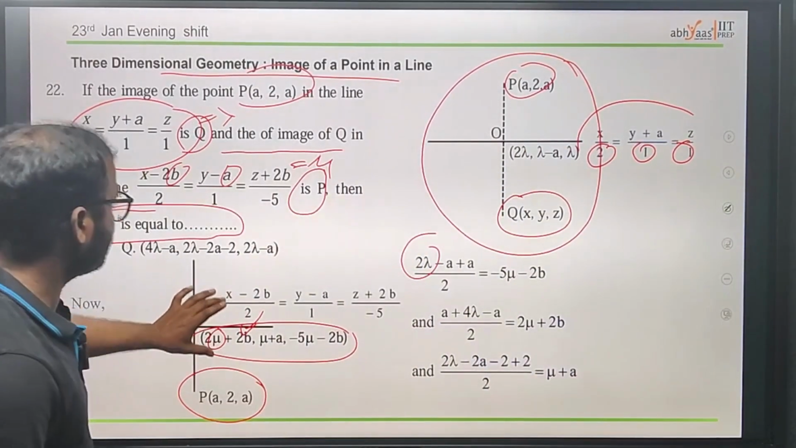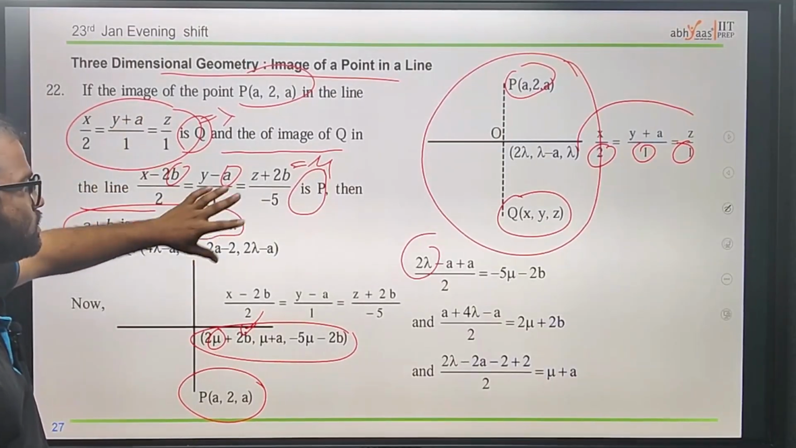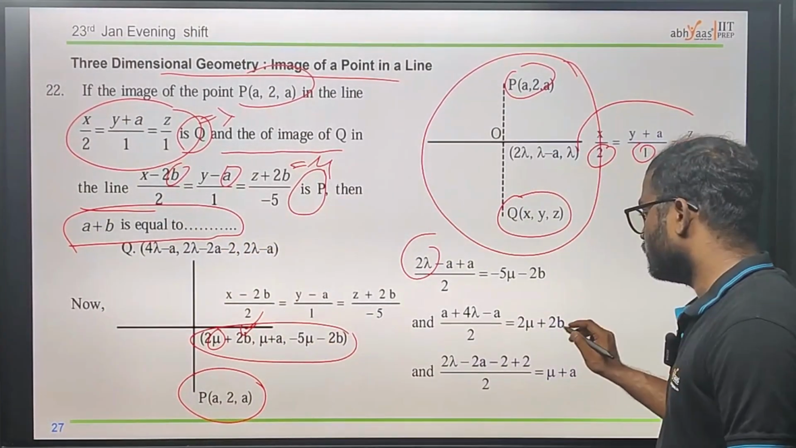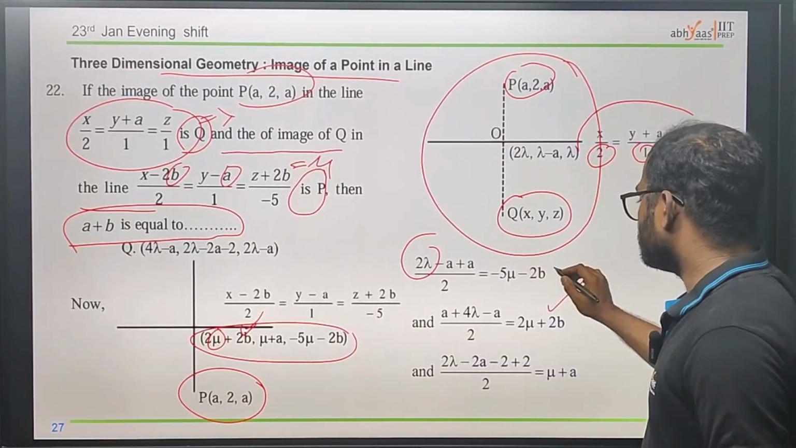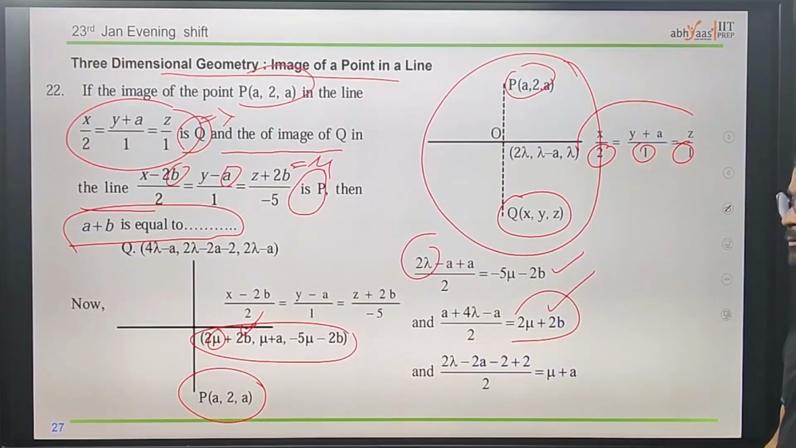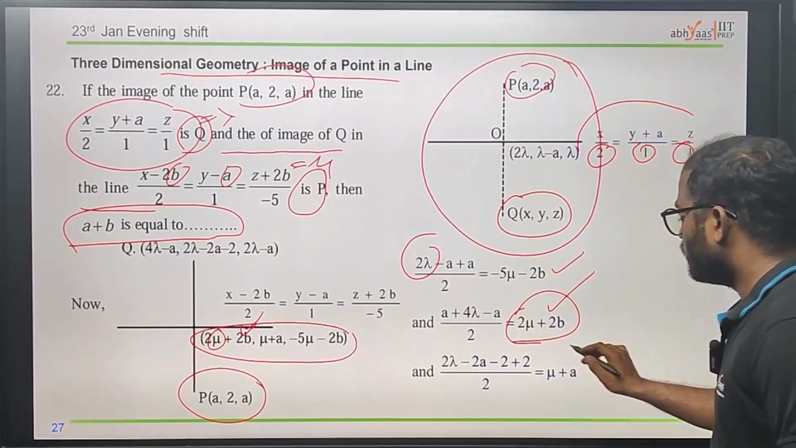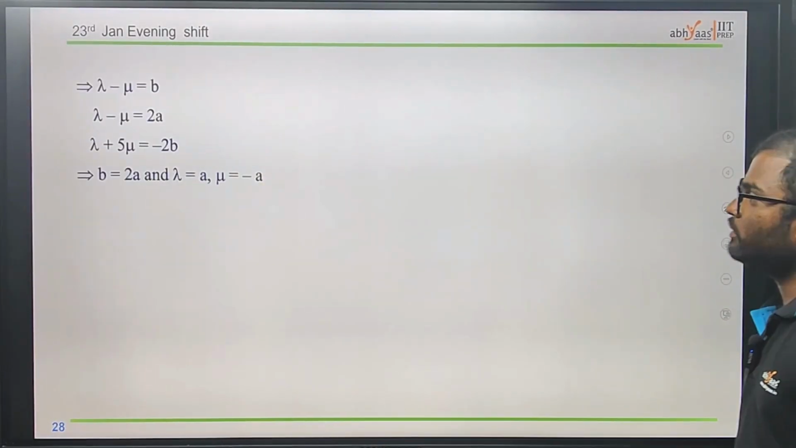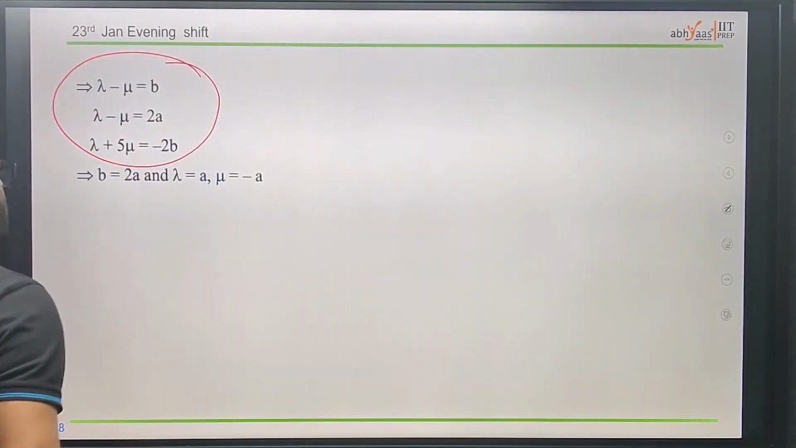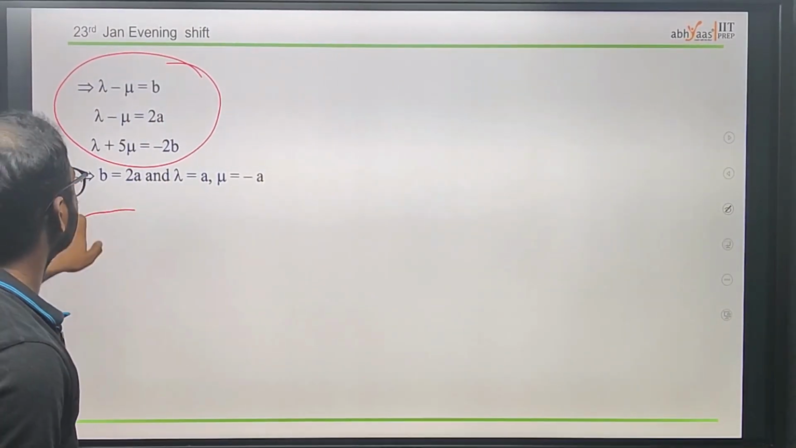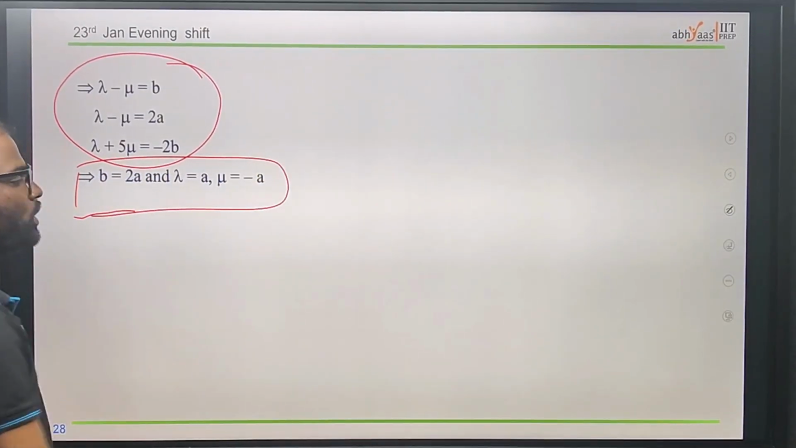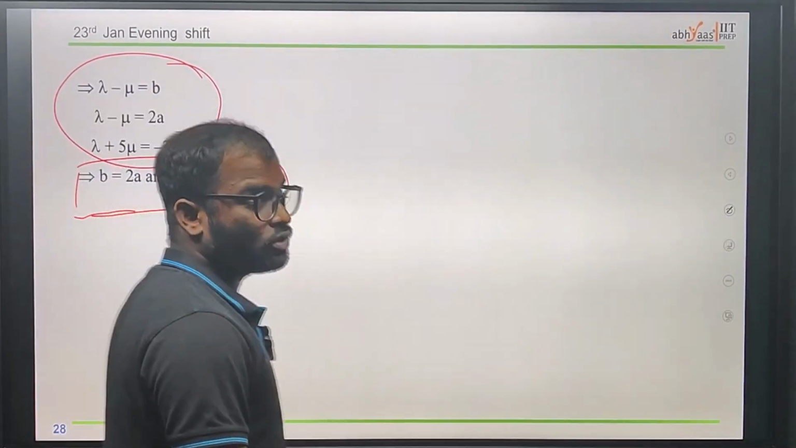Since we have the image of points, by using P and Q we can easily solve this. From this we will get three equations: minus 5 mu minus 2b, another 2 mu plus 2b, and mu plus a. By solving them, we can say b is equal to 2a, lambda is equal to 2a, and mu is equal to minus a.